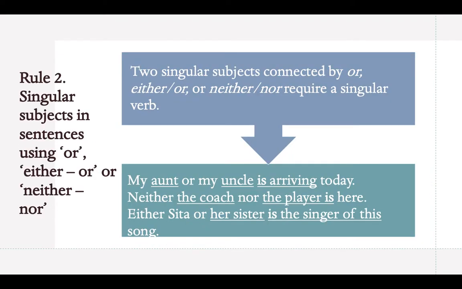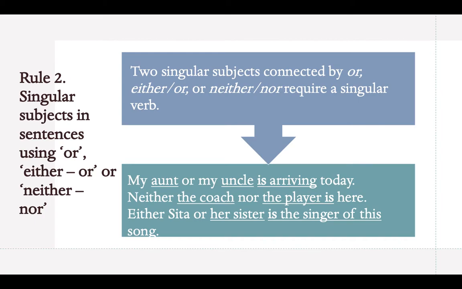Next situation. Now, this involves the use of structures like either or, neither nor, and also or. Now, neither nor enna parayumbol naturally we know that at least two things will be involved there. But if those two entities are singular, then the verb should be in the singular.